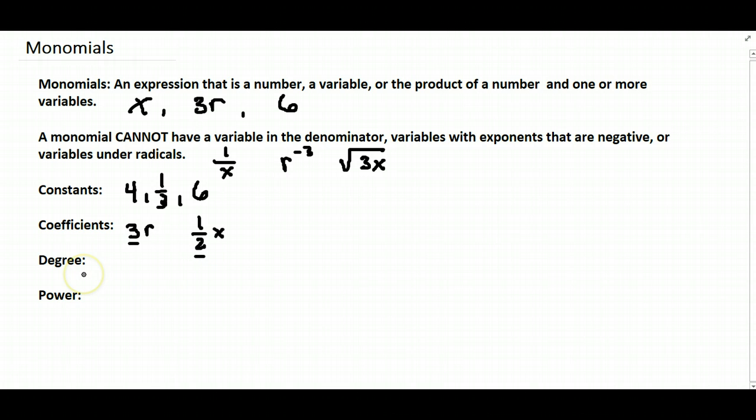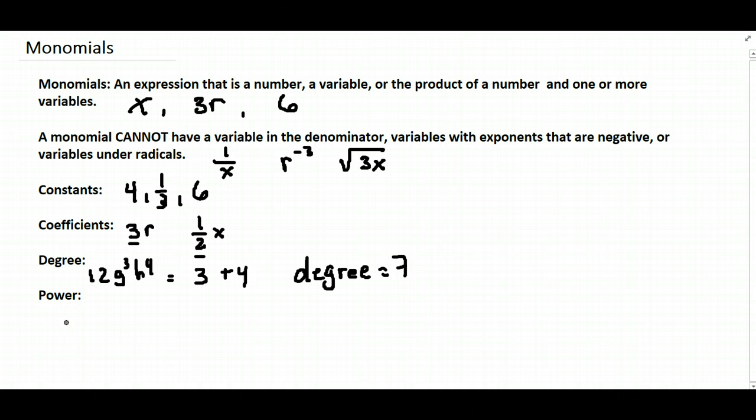Now the degree. The degree is actually the exponents of the variables in a monomial added together, and that'll tell you the degree, like 12 g to the third power h to the fourth power. So then what we do is we add up those powers of our variables. So we have 3 plus 4, because we have g to the third power and h to the fourth power. So the degree of this monomial is 7, because 3 plus 4 is 7.